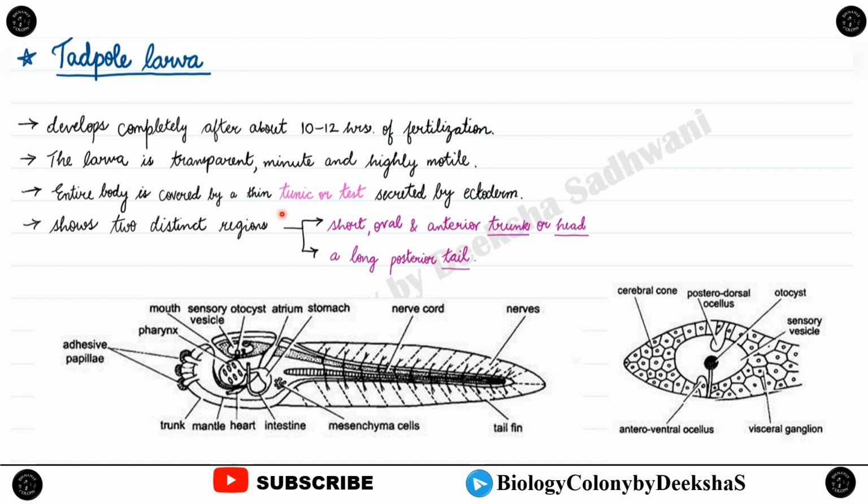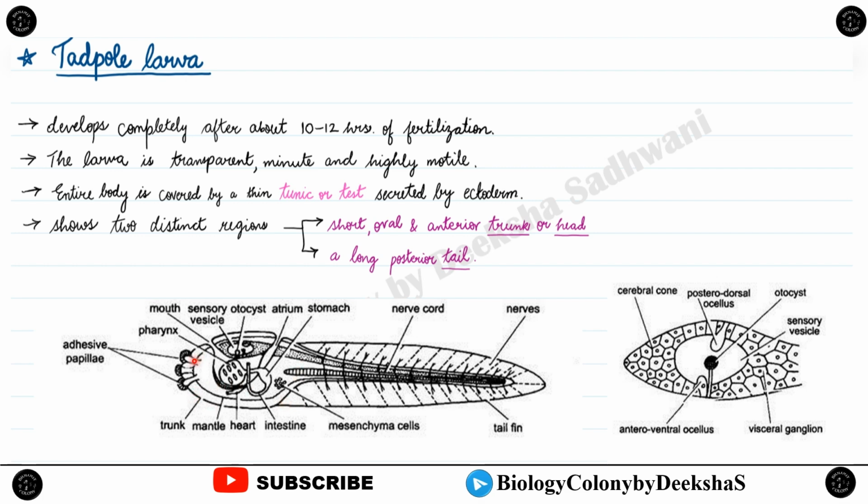Entire body is covered by a thin tunic or test secreted by ectoderm. It shows two distinct regions. First is the short oval and anterior trunk or head. Second one is the long posterior tail. As you can see in this diagram, this region is the trunk region and this is the tail.